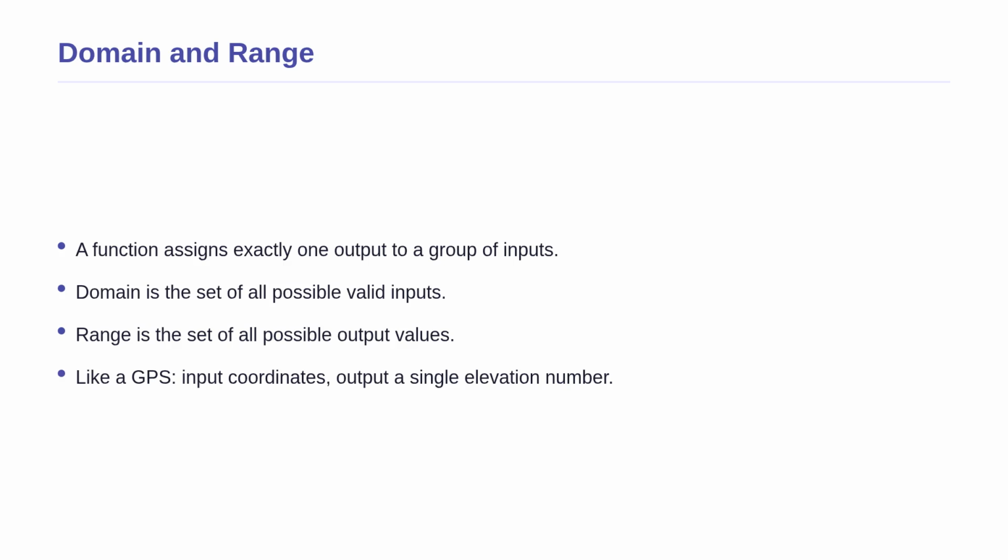Now that we understand why we need multiple inputs, let us look at the formal mathematical rules. A function of several variables assigns exactly one output value to a specific group of input values. The domain is the set of all valid inputs you can safely plug in without breaking mathematical rules, like dividing by zero or taking the square root of a negative number. The range is the set of all possible outputs. Think of it like a GPS. You input a latitude and longitude pair, and it spits out a single number for your elevation.